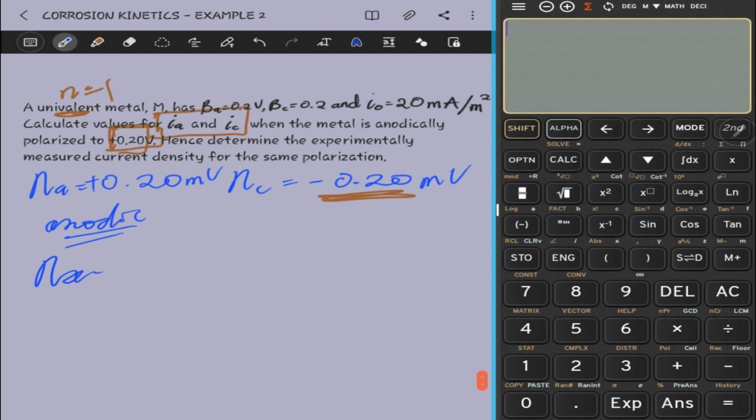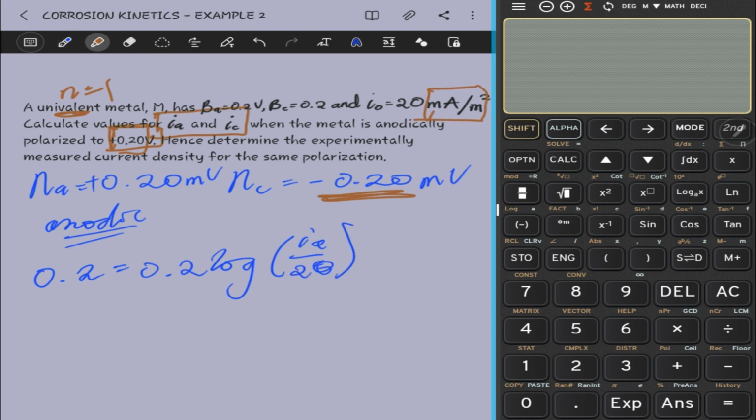So we have the anodic, we know the equation already, and we've been given the anodic overpotential, 0.2, anodically polarized. And then the Tafel constant is 0.2 as well. And then we have log, and then we have another current density, and we have the exchange current density, which has been given as 20. Remember, the unit is very important. Here we have milliamperes per meter squared, very important.